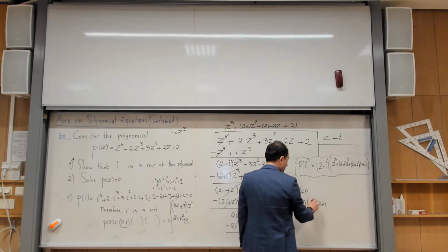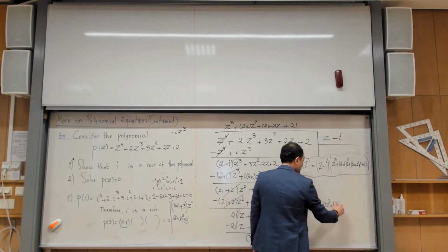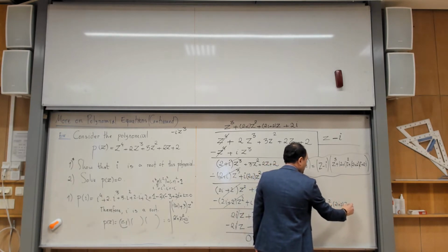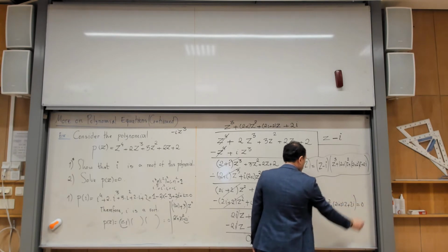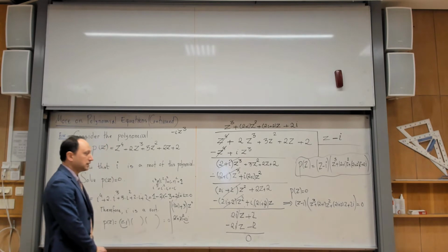So z to power 3, sorry. And then z squared plus 2i plus 2 times z plus 2i. This is equal to 0. That is correct. But why do you think it is not that useful?